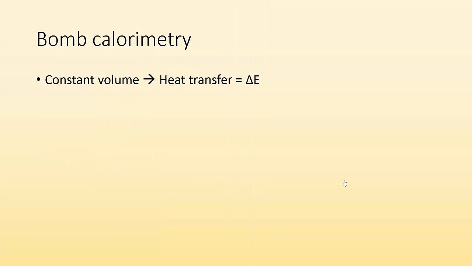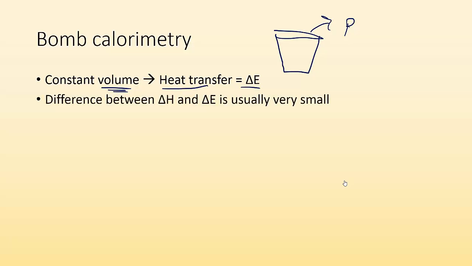So bomb calorimetry is a little different too. It's a constant volume. The other one, we had an open container, right? We had a styrofoam cup that was like this, and it was more or less open to the environment, so that was like a constant pressure. But with the bomb, what's being held constant is the volume, because it's sealed. It's completely sealed. It's not letting anything in or out. So when we get our heat transfer, that's equal to our change in energy. And the difference between delta H and delta E is usually very small for what we're doing here. So we usually don't have to worry about it, and we're not going to. It's usually less than 1%.